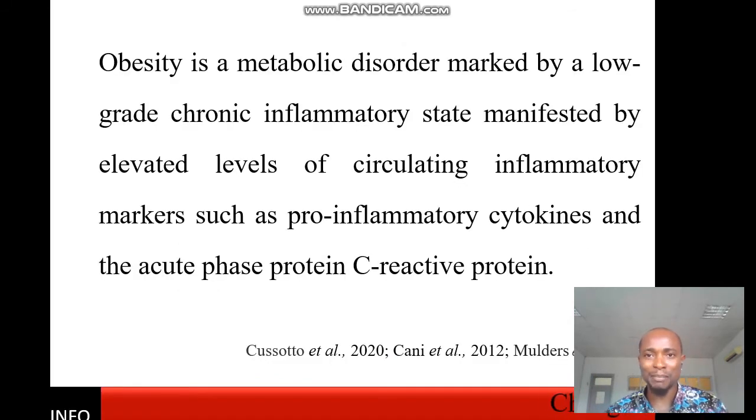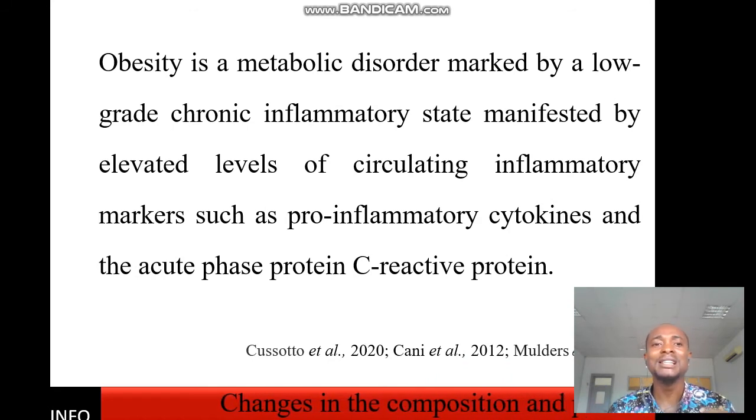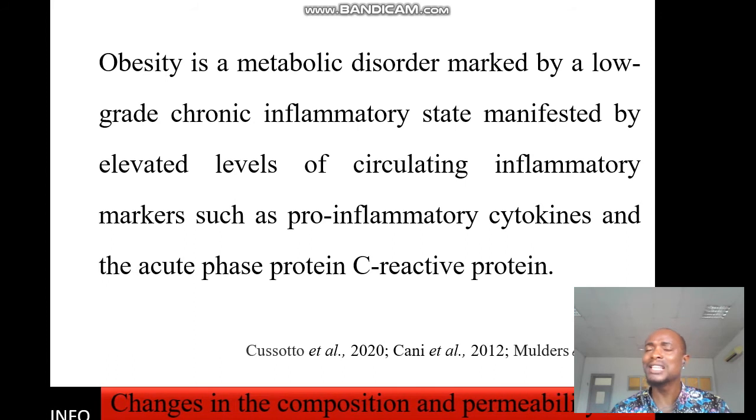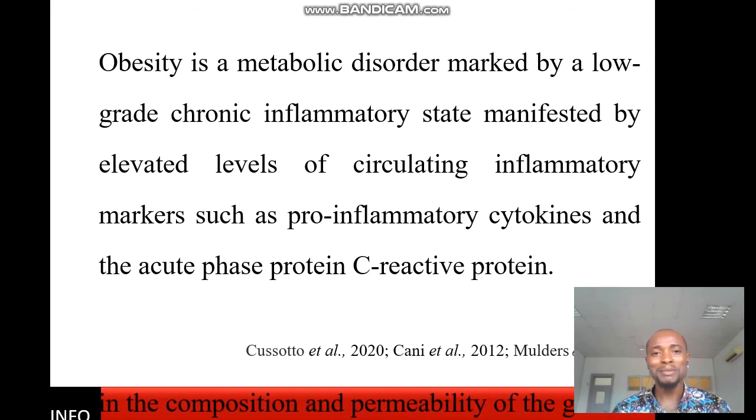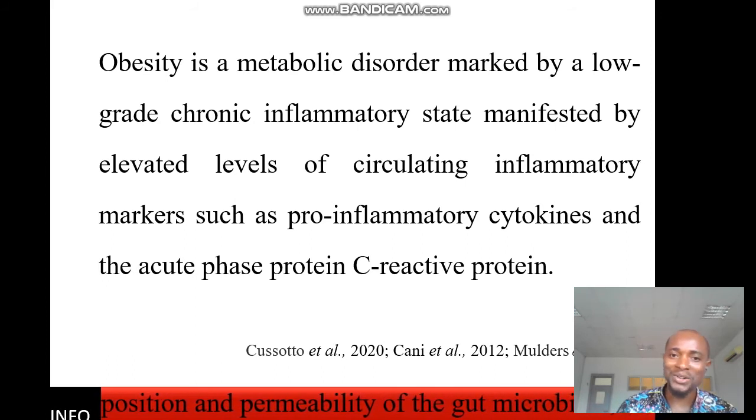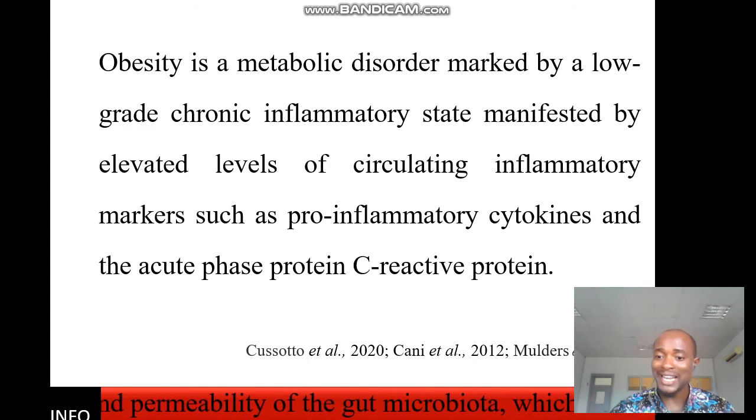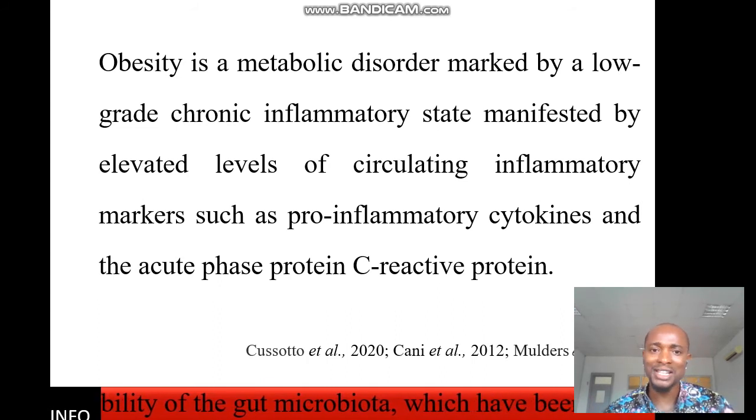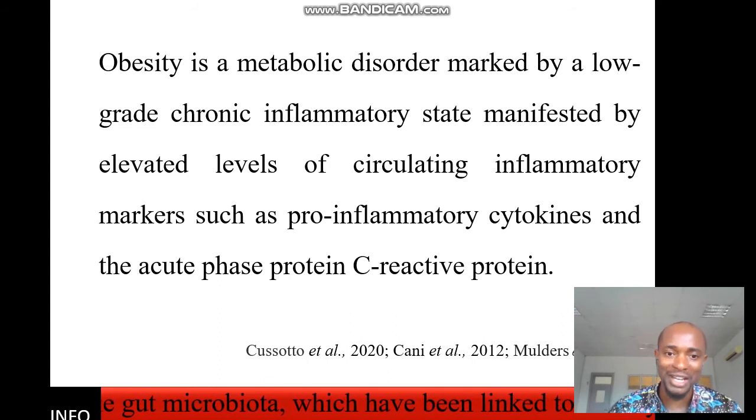Obesity, we say, is a metabolic disorder marked by low-grade chronic inflammatory states manifested by elevated levels of circulating pro-inflammatory cytokines. When we say pro-inflammatory cytokines, we begin to talk about interleukin-1, interleukin-2, interleukin-8. Sometimes you can have interleukin-6 and a whole lot of that too.